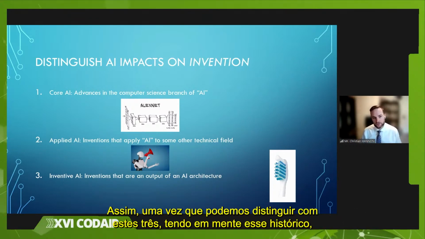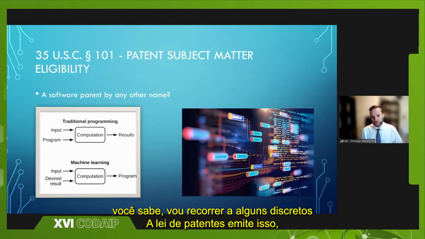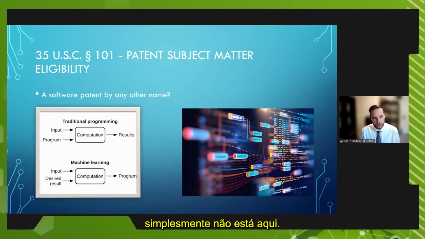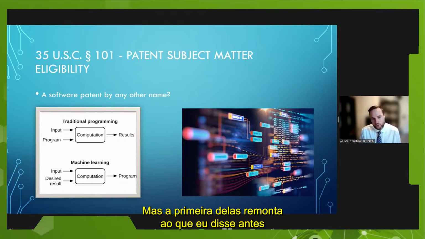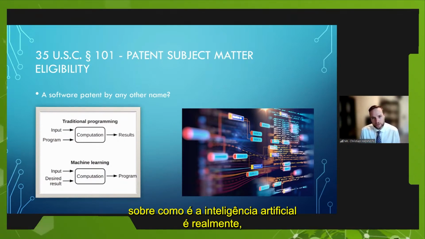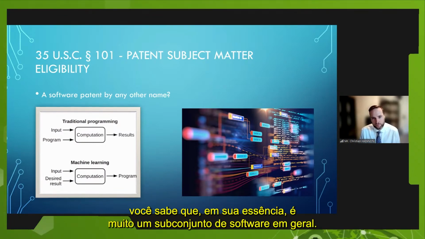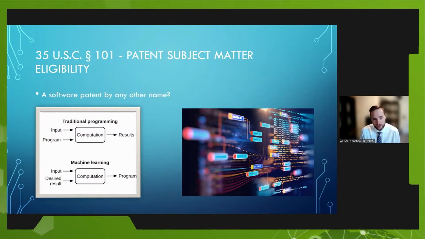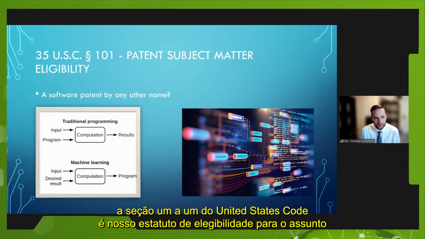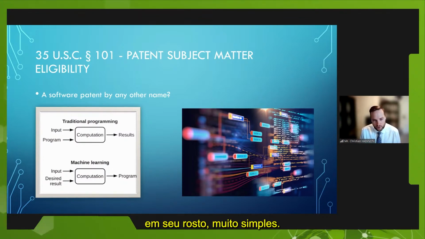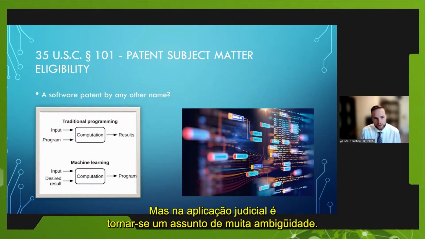So once we can distinguish these three, with that background in mind, I'll turn to some discrete patent law issues, and just tease them here. I think I've probably got a couple of minutes left, and then we can maybe pick them up through questions later. The first of which goes back to what I said before about how artificial intelligence is really, at its core, very much a subset of software generally. So we have a host of issues in the US. This, of course, is the statute in the United States Code. Section 101 is our patent subject matter eligibility statute. On its face, very straightforward, but in judicial application, it's become the subject of a lot of ambiguity.